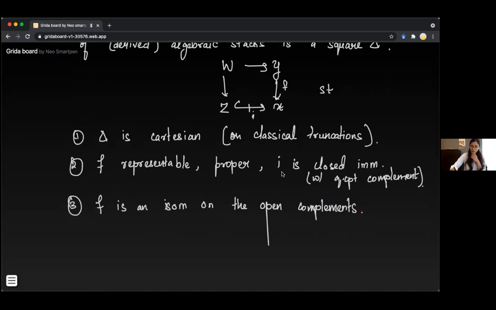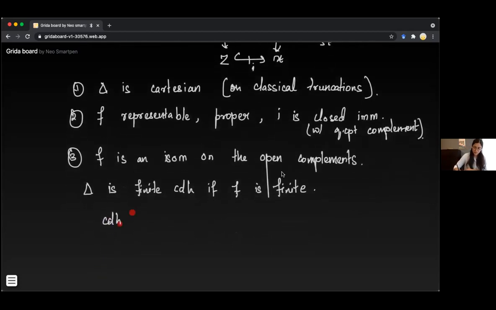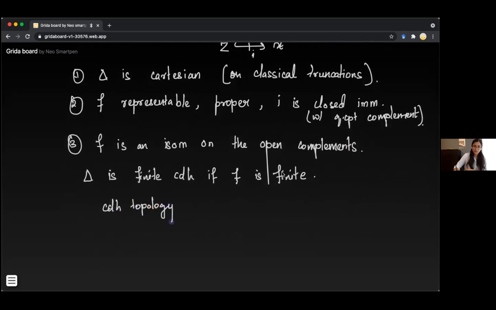And it would be called a finite Cdh square if you have that f is also a finite morphism. So delta is finite Cdh if f is not just proper but finite. Okay. And the Cdh topology for algebraic stacks is generated by taking these kind of proper Cdh squares along with Nisnevich squares. So the Cdh topology is given by Nisnevich plus proper Cdh.